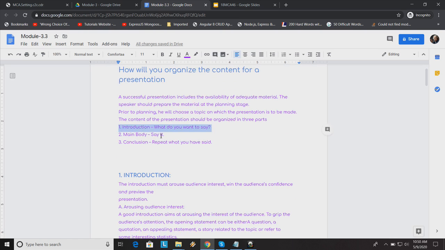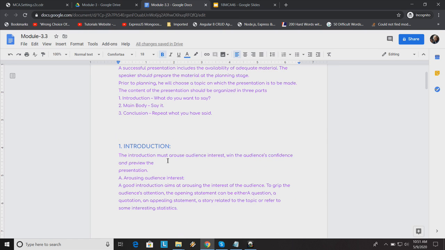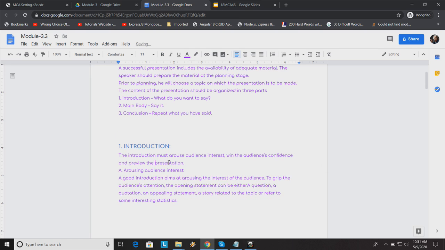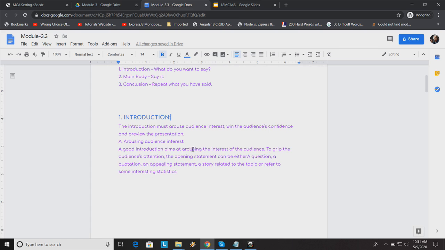Okay, the first point we see is the introduction. The introduction should be attractive when you want to present in a much more comfortable way. Suppose you're giving an introduction on your company, you can start with a question: how well do you know our company? That makes a unique way of presenting to the audience, and it ignites the interest in you. A good introduction aims at arousing the interest of the audience; that is the main thing.